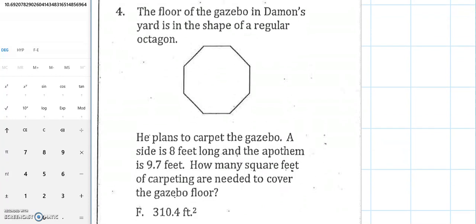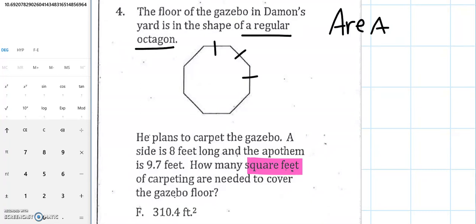The floor of the gazebo in Damon's yard. We're trying to cover this floor. Now, if we're trying to cover it, and the question says, how many square feet of carpeting do you need? Anytime we see square units, feet squared, inches squared, anything squared, we're talking about area. So the question here is, what's the area of this regular octagon? To be regular means all of the sides have the same exact length, and all of the interior angles are going to have the same measurement.